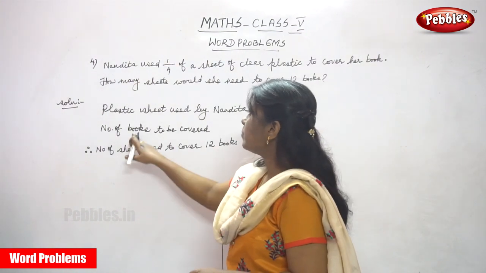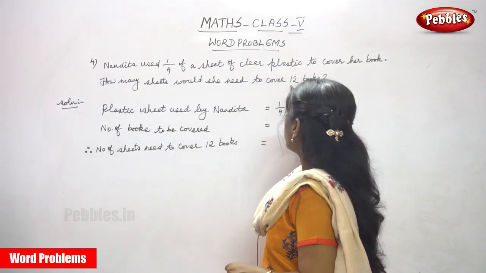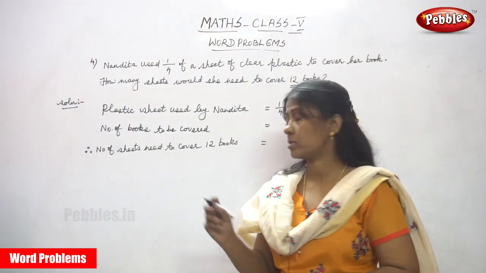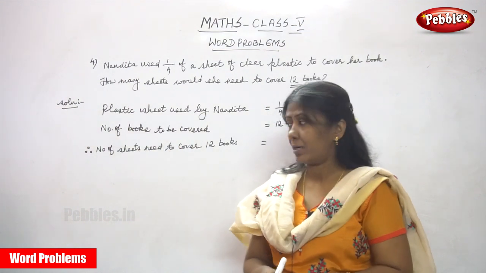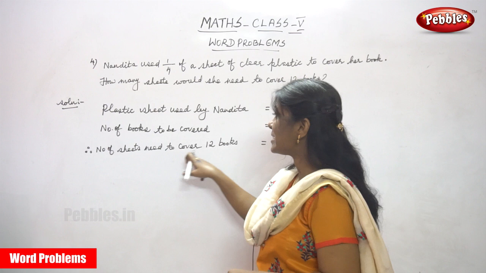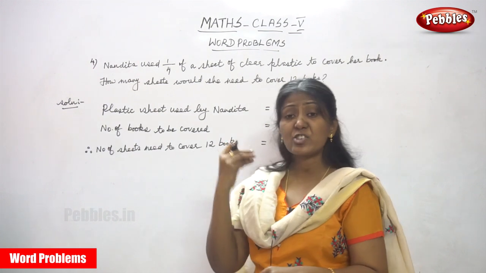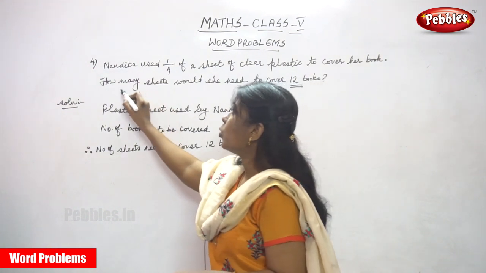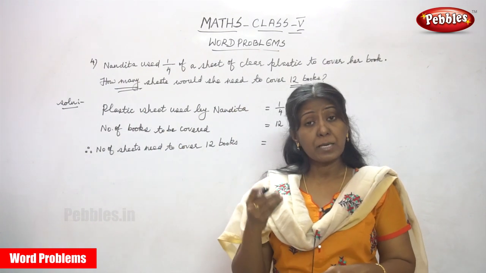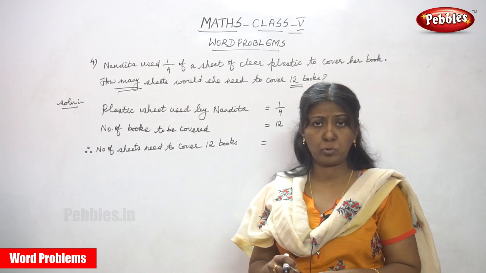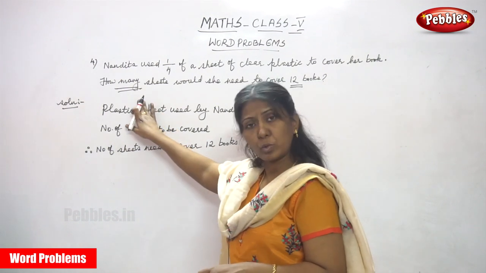So number of books to be covered, how much? It is 12 books, so you have to write 12. Therefore, number of sheets needed to cover 12 books. How many sheets? That is the question. So how many? Most probably we use multiplication for it. Maybe sometimes it comes for addition also. But it is also a clue.